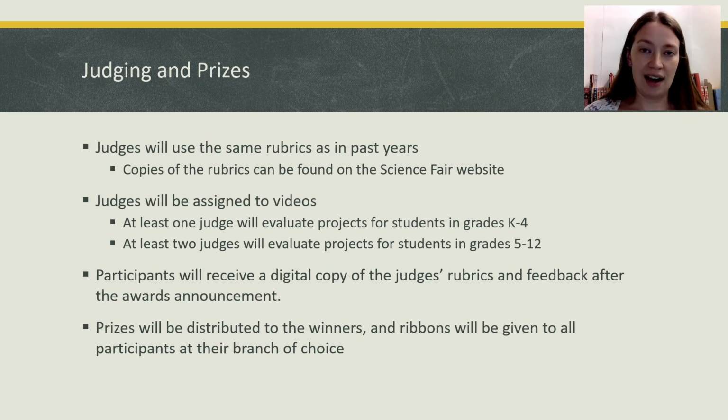We are going to be assigning judges to your videos. For K through 4 students, at least one judge will evaluate your project, and for 5 through 12 students, at least 2 judges will evaluate your project. After the event, participants will receive digital copies of the judges' rubrics and feedback. That's going to be sometime after the awards announcement. We will be distributing prizes to our winners and ribbons for all participants at the branch of their choice, and we will be sending out a request for where you would like that to be.